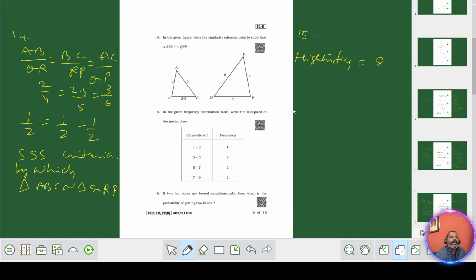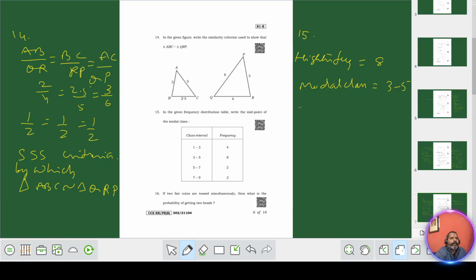8. The class respective to the highest frequency is the modal class. So first write the highest frequency. Then we get the modal class as 3 to 5.